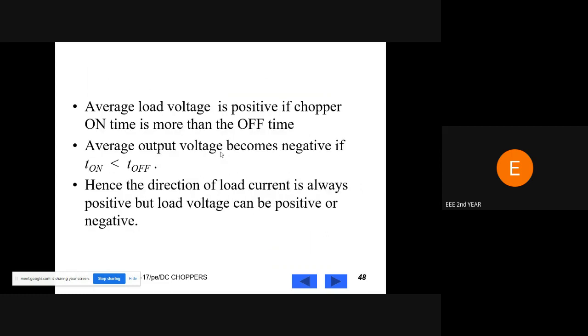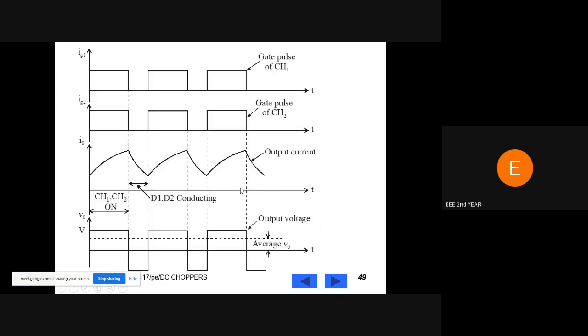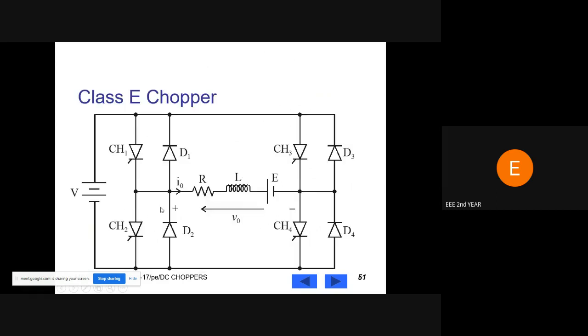Therefore the average load voltage is positive if the chopper on time is more than the off time. The average output voltage becomes negative if T on is lesser than T off. Hence the direction of the load current is always positive, but the load voltage can be positive or negative.